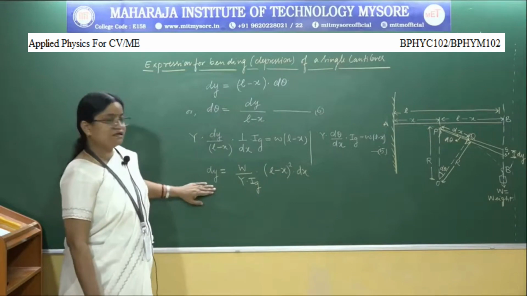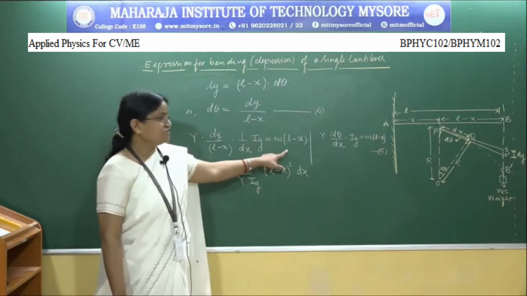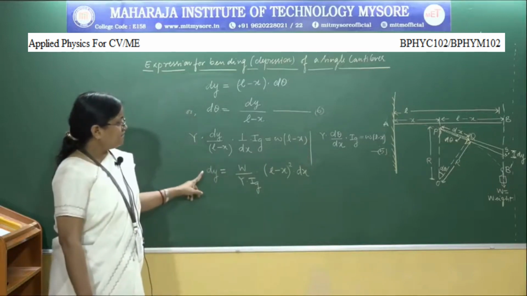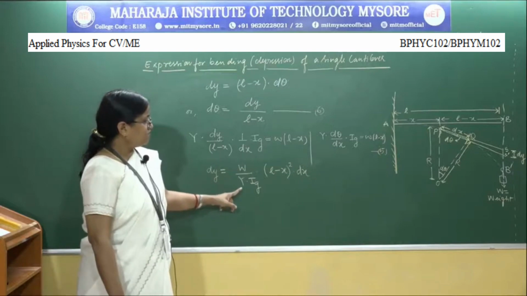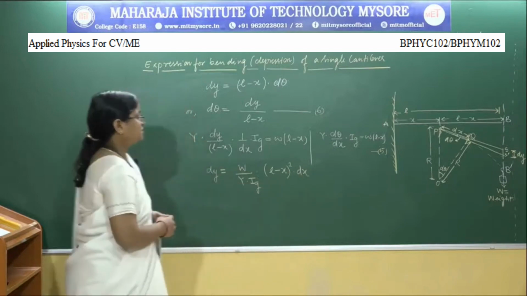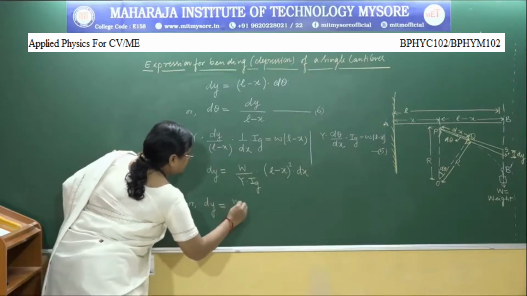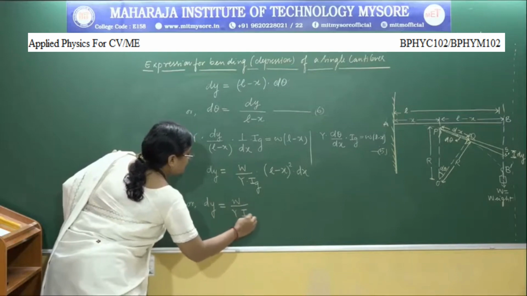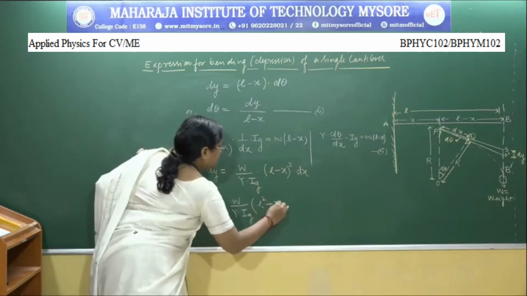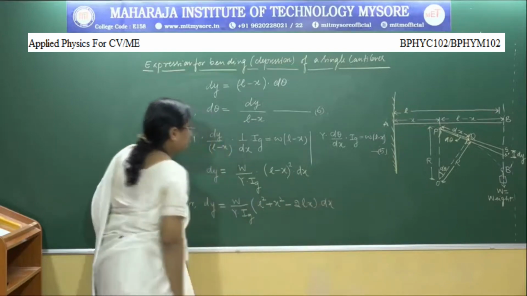Now, what we have taken in the left hand side, y goes to the denominator, Ig goes to the denominator, and dx is multiplied. So, we get dy is equal to W divided by Y into Ig, L minus x whole square into dx. Now, further we can write it as dy is equal to W by Y Ig, and L minus x whole square will be equal to L square plus x square minus 2lx, into dx.